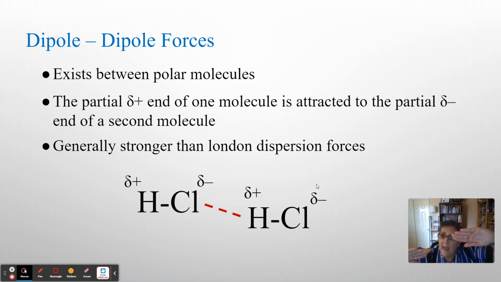So when a second HCl comes up to it, the H of the second molecule will orient towards the Cl of the first molecule because opposites attract. You won't get two Cl's coming together, right? Because they're both negative. You can't push negatives together. So the Cl's won't come together. The H's won't come together because you can't push positives together. But a Cl and an H will come together. Opposites attract.